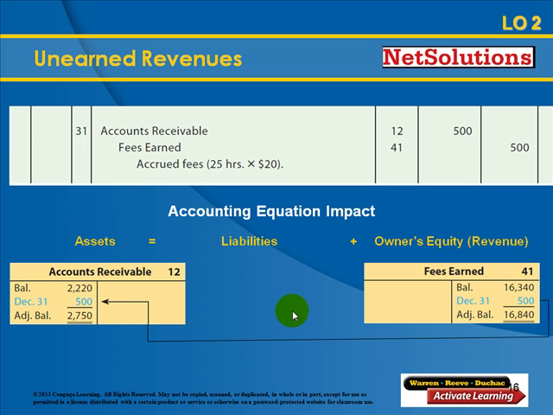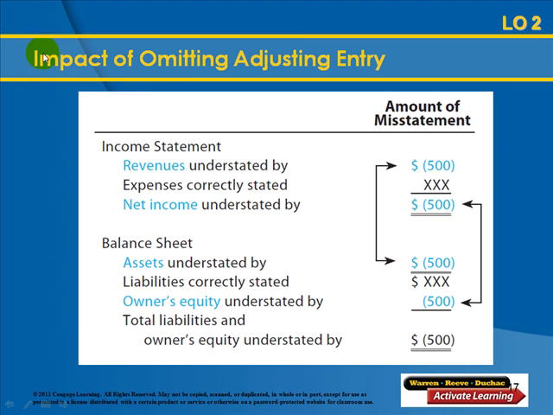The accounting equation is impacted by an asset, accounts receivable, being increased, and revenues being increased. If we omit this adjusting entry, revenues will be understated, net income will be understated, assets will be understated, and owner's equity will be understated.